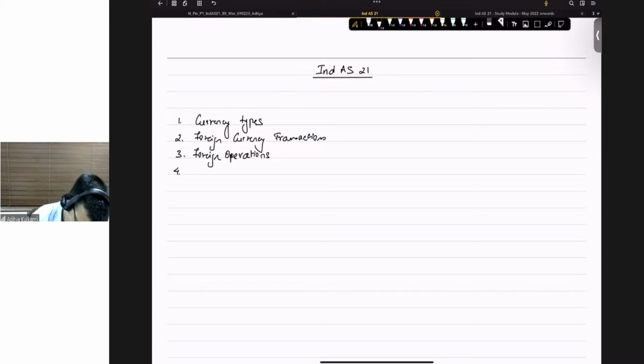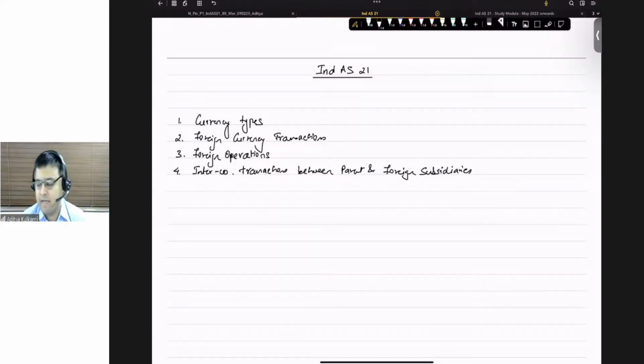Then the fourth one is intercompany transactions between parent and foreign subsidiaries. How do we do the eliminations? So these are the transactions, 1, 2, 3, and 4 broad sections, which we are now going to discuss. Then you have a couple of other things, but they are fairly small. But this is the broad outline of our chapter Ind AS 21.